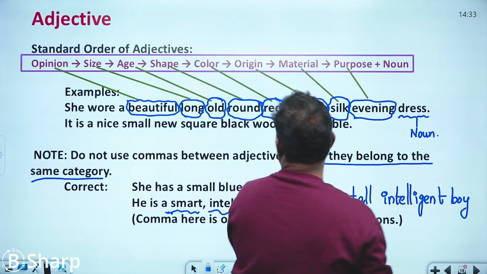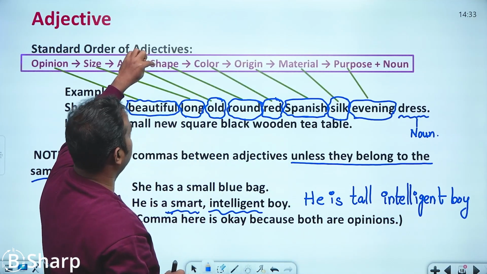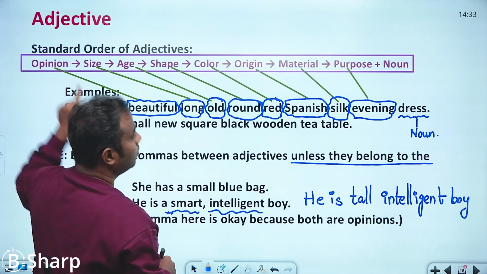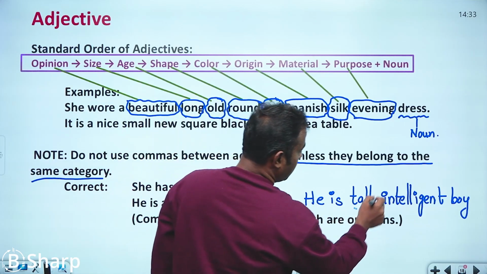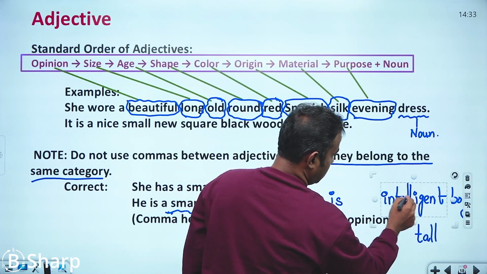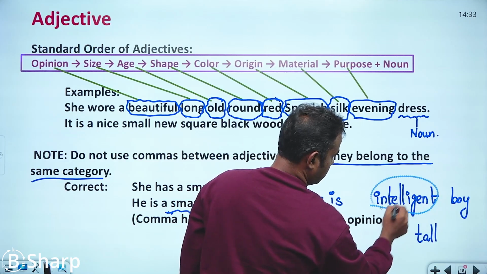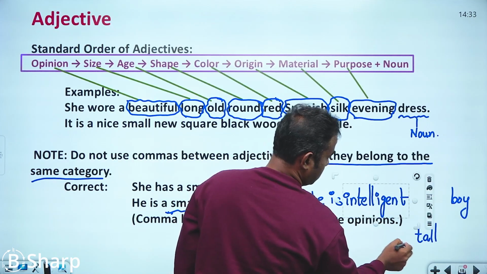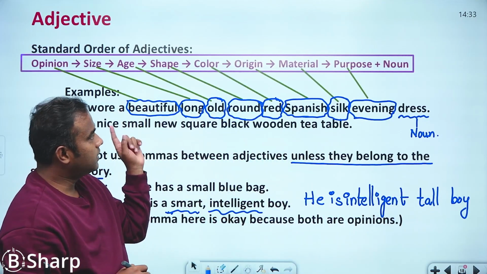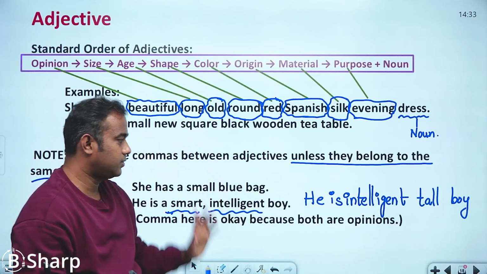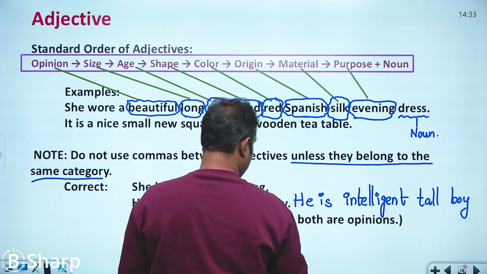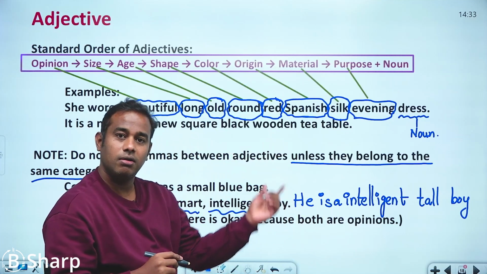Tall is basically what? Tall is basically shape. Intelligent is basically what? Opinion, right? So tall should go this side, and intelligent should come here. This is the right way of saying it, based upon the rule. He is an intelligent tall guy. So this way you have to write.